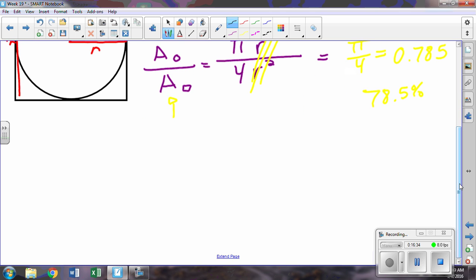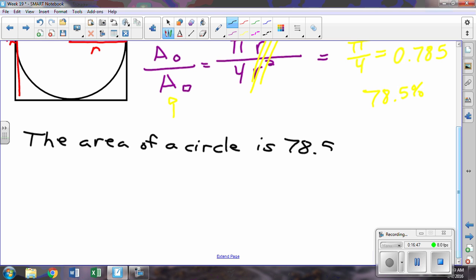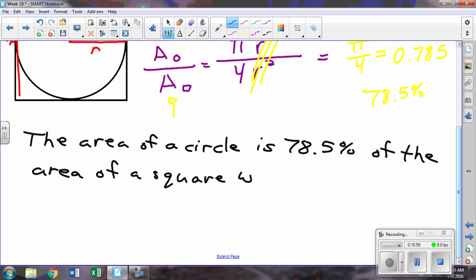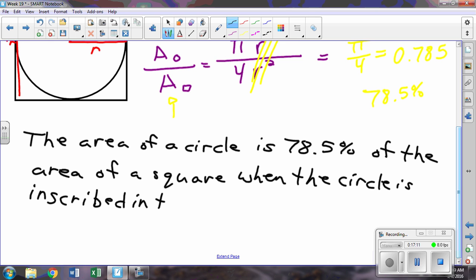So we can finally describe this and say, if we're going to write it as a full sentence, the area of a circle is 78.5% of the area of a square when the circle is inscribed in the square. So here's just one way that we could write up a sentence explaining what was going on.